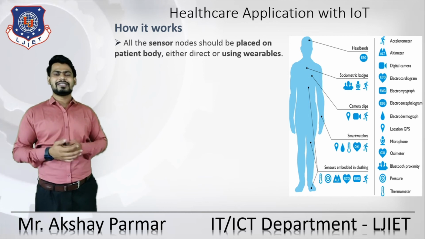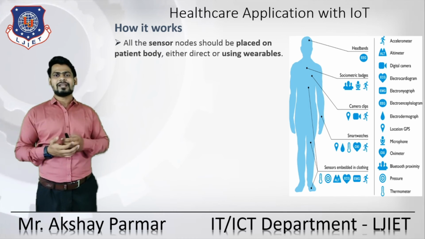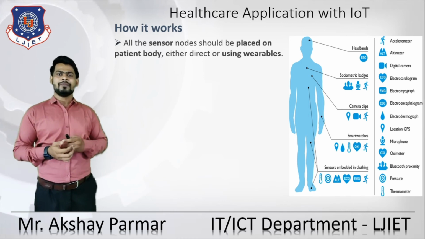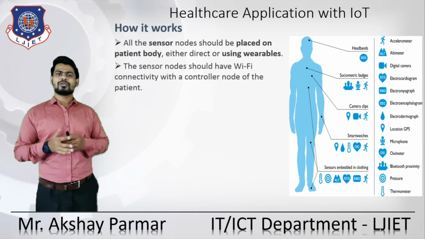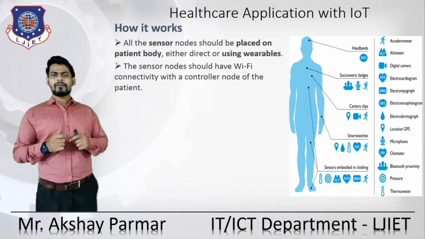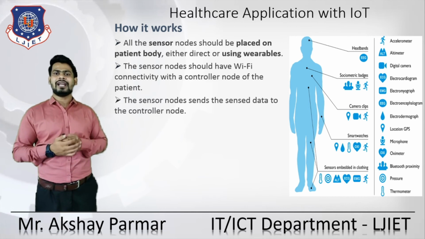So now the wearables are embedded with the heartbeat sensor, oxygen level sensors and all those things, right? So we can place that particular sensor directly onto the patient's body or we can embed it into the wearables, right? That sensor node should have Wi-Fi connectivity with the controller node, the microcontroller of the patient, right?